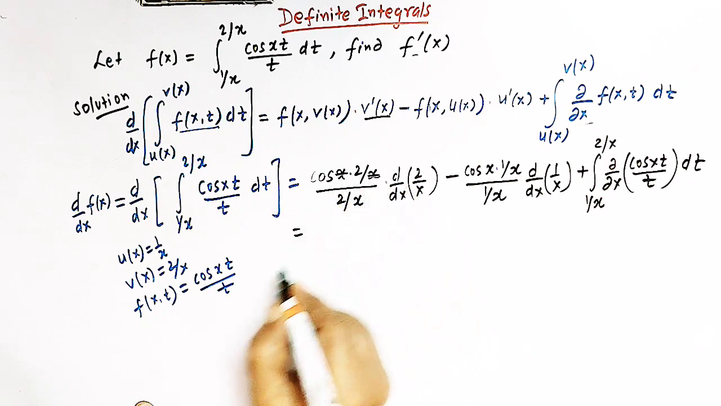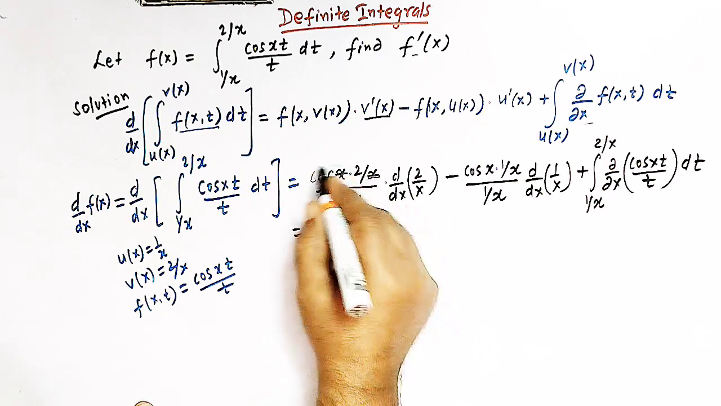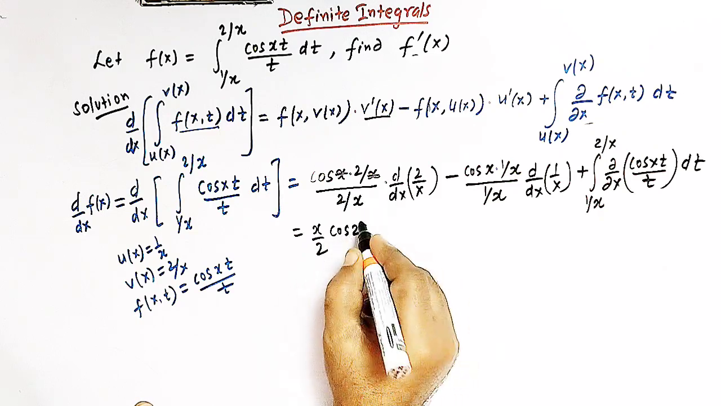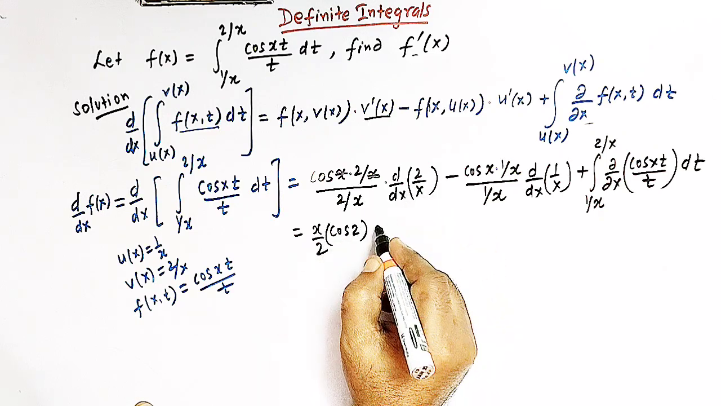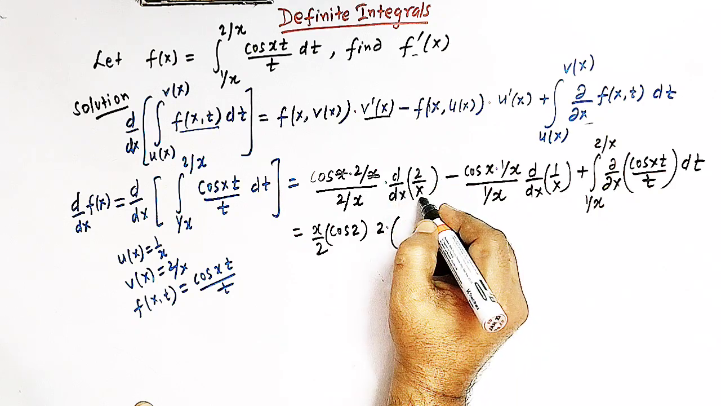So let us now simplify. Here x and x get cancelled, and we have x over 2 taking x to the numerator, and here we have simply cos of 2, and then we have 2 times the derivative of 1 over x.